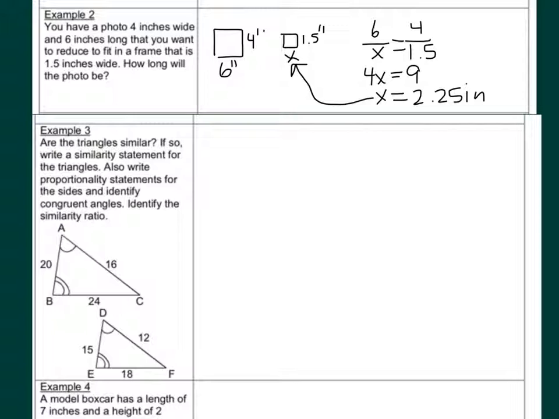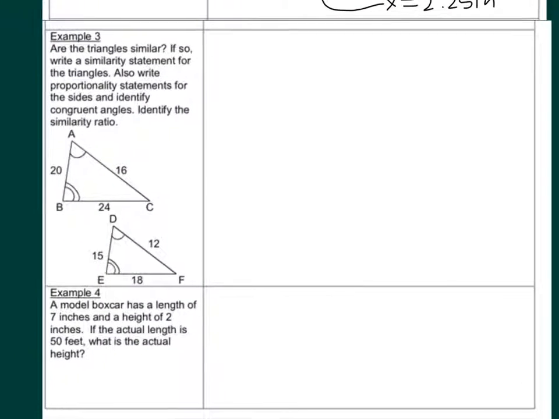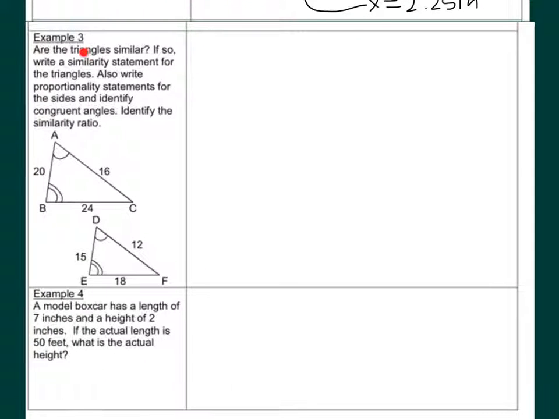Now for our next example. Example 3 asks, are the triangles similar? And if they are, write a similarity statement for the triangles. Also, write proportionality statements for the sides, identify congruent angles, and identify the similarity ratio. It's a lot of stuff we've got to do. So let's focus on this triangle. First, they ask, are the triangles similar? Let's check the relationship between all the corresponding sides and see if they truly are proportional.